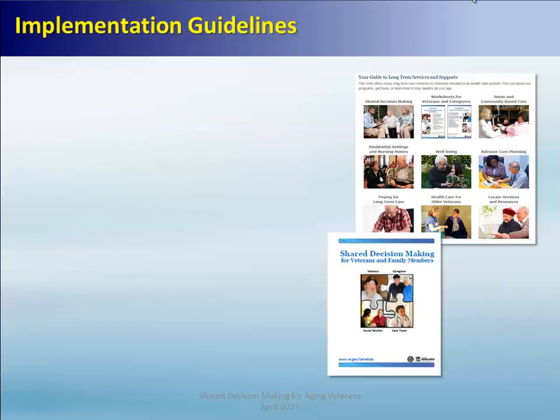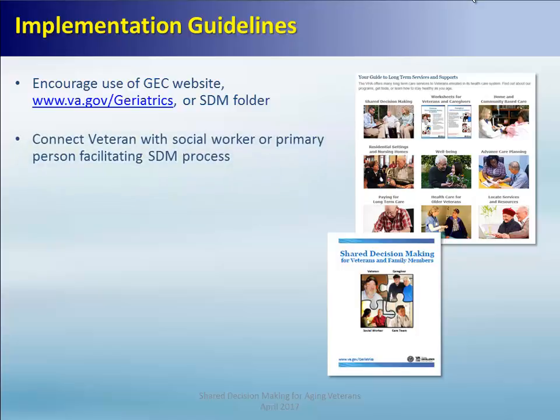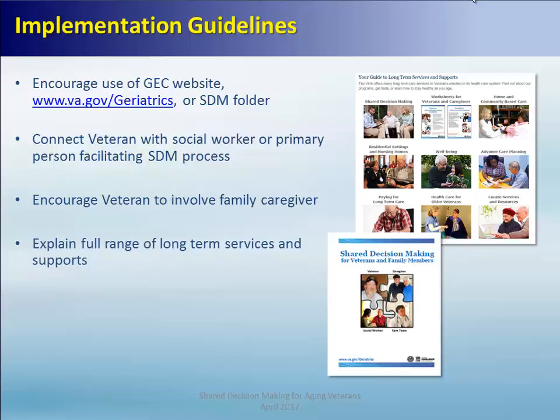Guidelines for implementing shared decision-making for aging veterans include: encourage the use of the Geriatrics and Extended Care website, www.va.gov/geriatrics, as well as the hard copy materials contained in the shared decision-making folder. Connect veterans with a social worker or the primary person facilitating the shared decision-making process. Encourage the veteran to involve a family caregiver if there is one and if appropriate. And explain the full range of long-term services and supports.